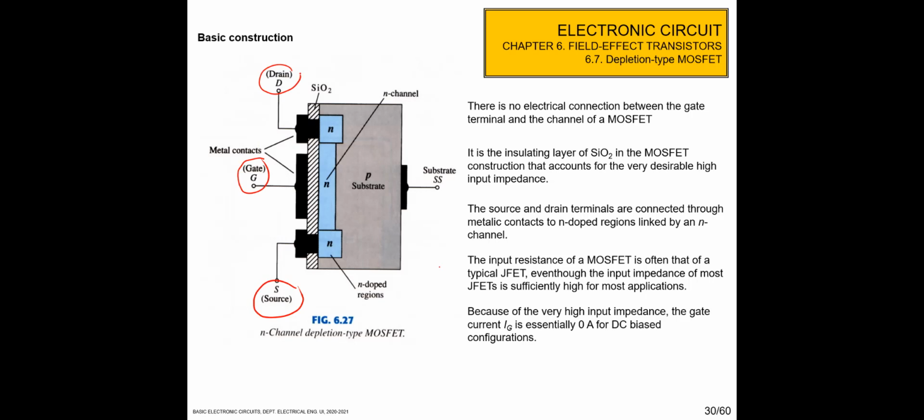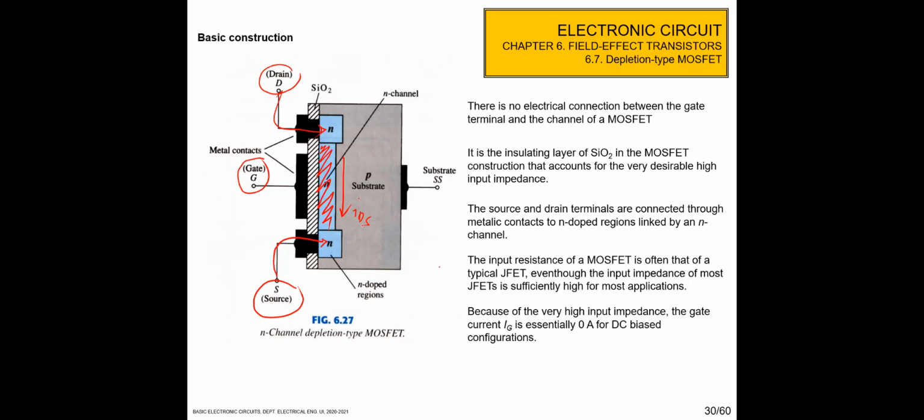N-type means that we design a channel between the source and the drain. This is the source, this is the drain, and this is the channel. If we control the gate using the voltage, we can control the channel between the source and drain, so the current will flow. This is the current from drain to source.